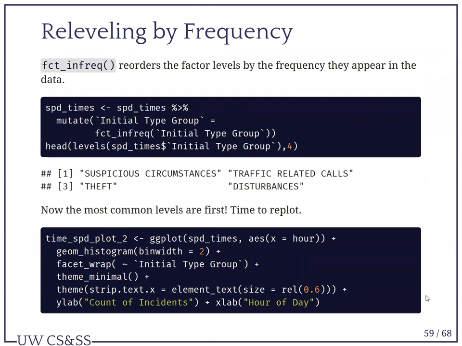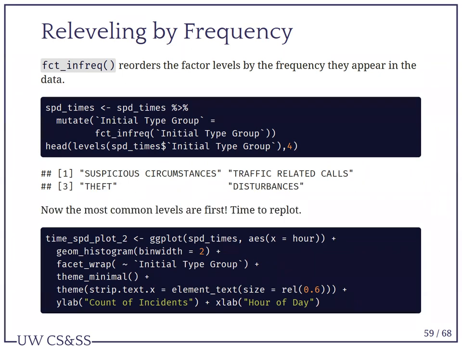So the forcats package lets us reorder and re-level our factors with a lot of efficiency. One thing we might want to do is reorder the factor levels by the frequency they appear in the data. So a really strong function for doing this is fct_infreq, meaning like factor in frequency. And so now we can mutate our initial type group to be fct_infreq, and look at the levels of that, or look at the head of that. And our most common one will be suspicious circumstances. And second most common is traffic related calls, and then theft, and then disturbances.